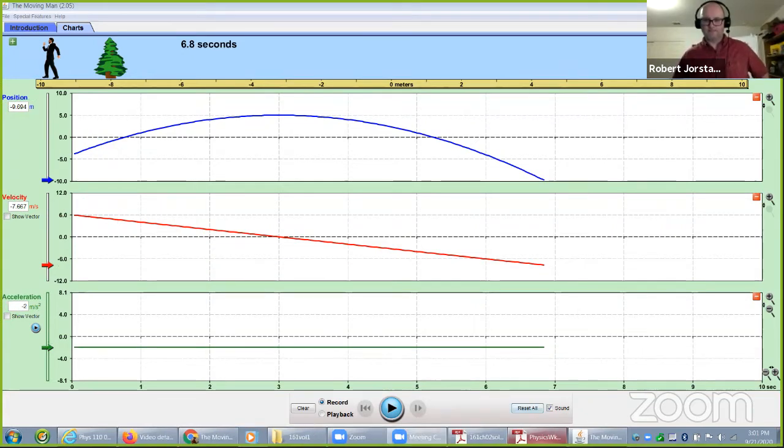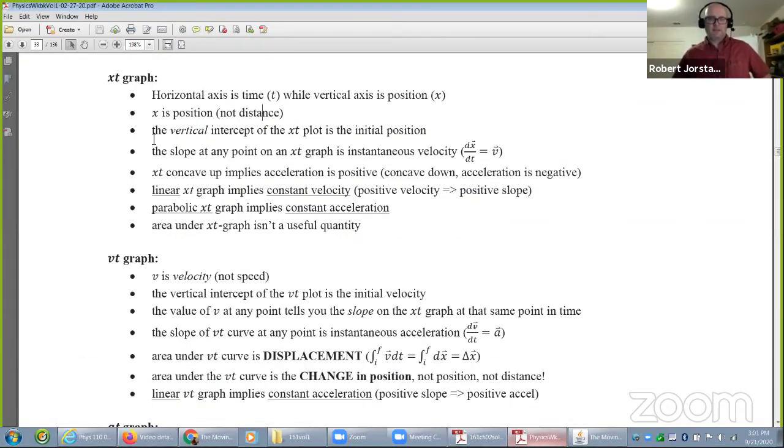Let's go back to here. All right, so we've kind of covered that. Next, the slope at any point of an XT graph is velocity, while the slope of the VT curve is acceleration. This is a common thing students screw up. They grab the wrong set of rules and say, oh, the slope of an XT graph is A. That's just wrong. The slope of an XT graph is V. The slope of a VT graph is A. Let's go see how that works out.